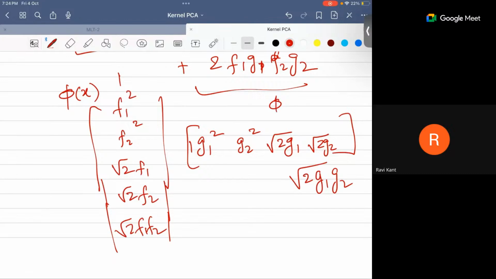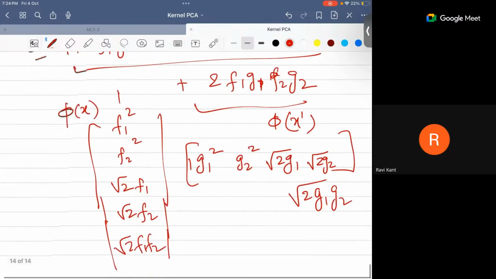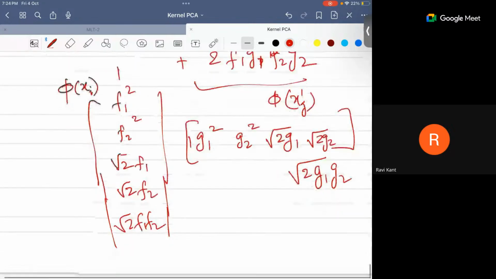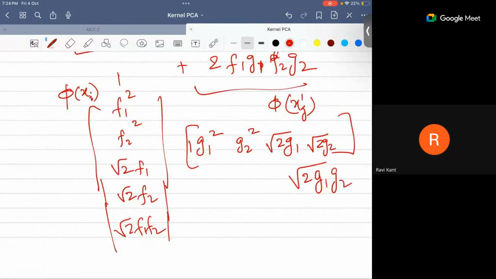Are you there? You can think of this as one transformation, and this is for the other transformation, xi and xj. If you had done this type of transformation, where you were starting with only two features, you went from d equals 2 dimension to some d equals 6 dimension, correct? Yes, correct. So from d equals 2, you went to some 6 dimension, and after that you were trying to do something else also.